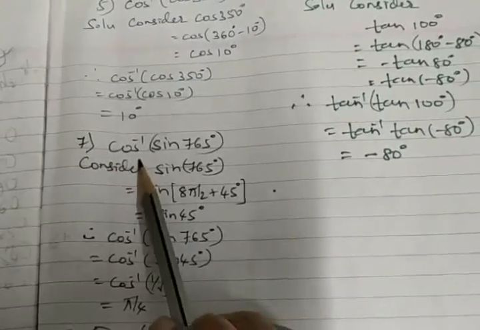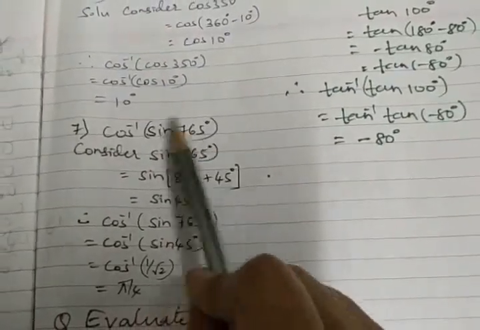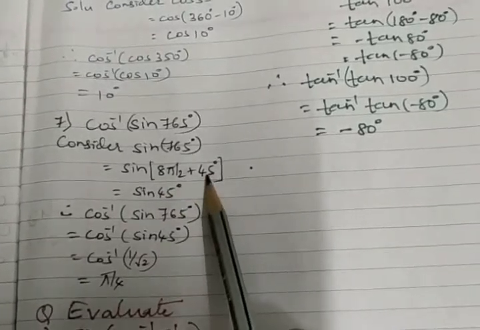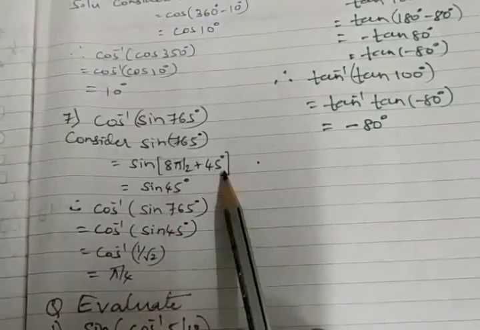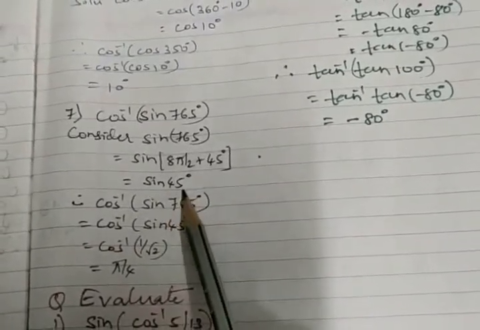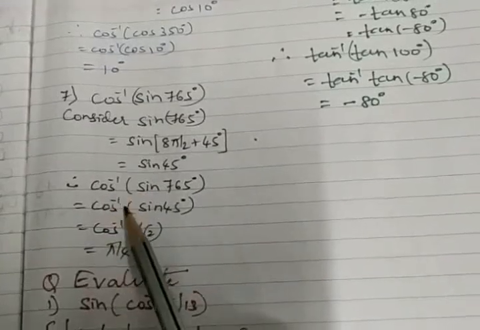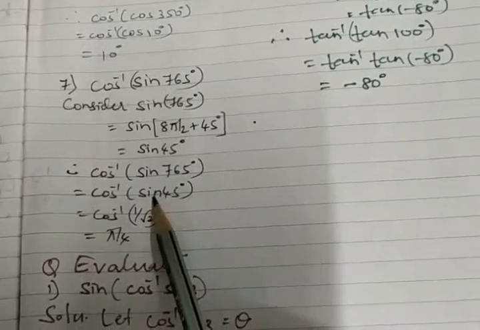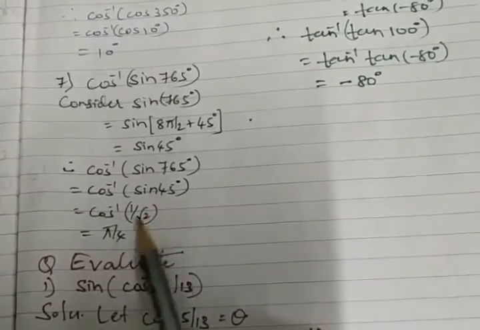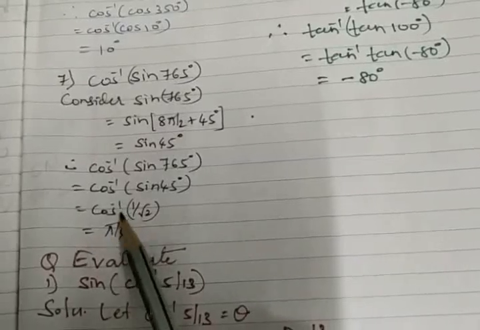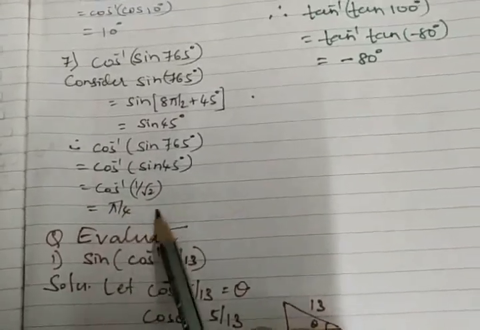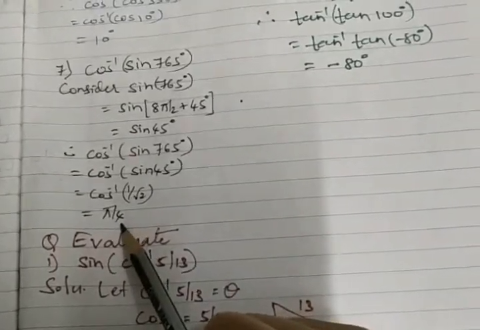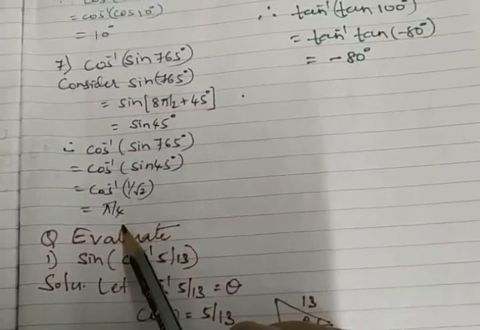Seventh question, we have cos inverse of sine 765 degrees. Obviously the allied angle concept I have taken here. I have chosen 8 pi by 2 plus 45 degrees, that is 720 degrees plus 45 degrees. Simplify it, it falls in the first quadrant, and therefore it is sine 45 degrees. Substitute it back, and we find cos inverse of the value of sine 45 degrees, that's 1 by root 2. Once you put the value, cos inverse of 1 by root 2 is equal to pi by 4. So verify the answer. The method may be different, but the final answer will remain. This question's answer is pi by 4.